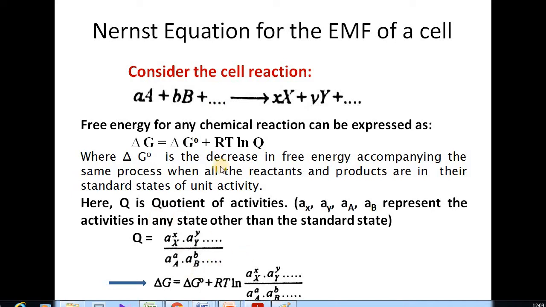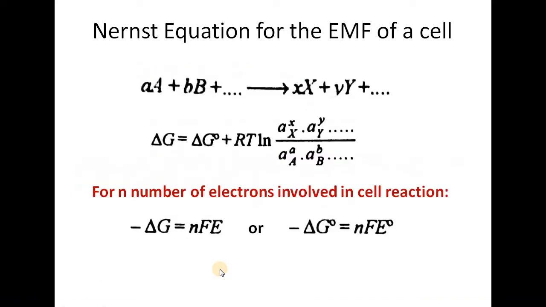So ΔG will be equal to ΔG° plus RT ln, putting the expression for Q, we are getting this final expression for the change in free energy of the cell reaction at any given stage, when the reactants and products activities are represented by aX, aY, aA, aB, and so on. So we are getting this general expression for the free energy change at any given stage of the cell reaction.